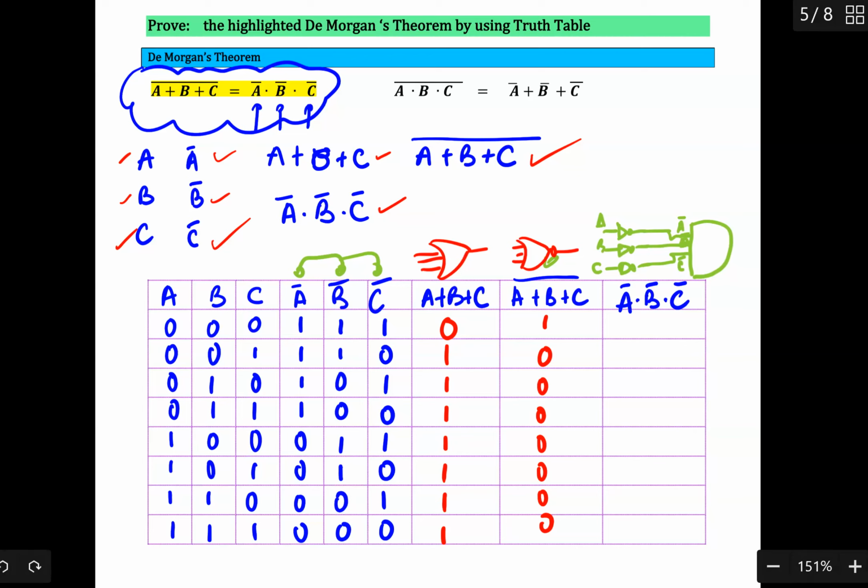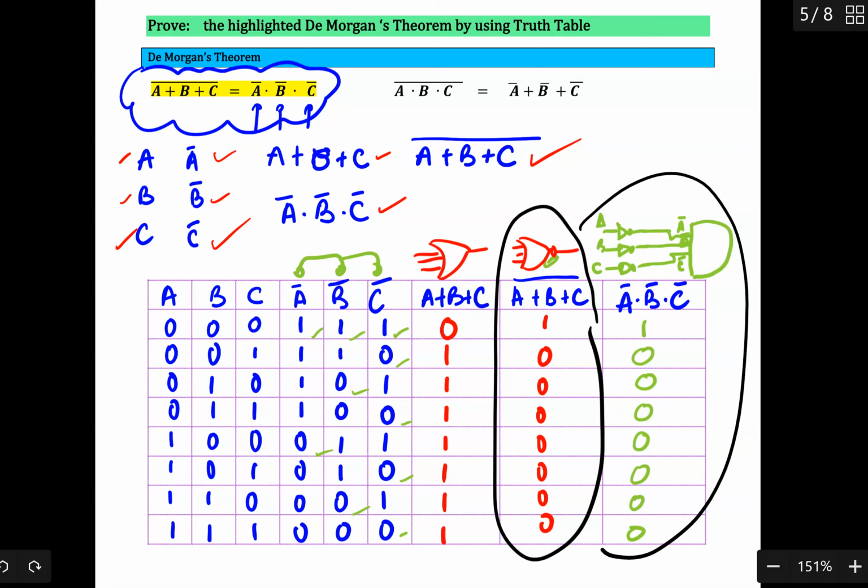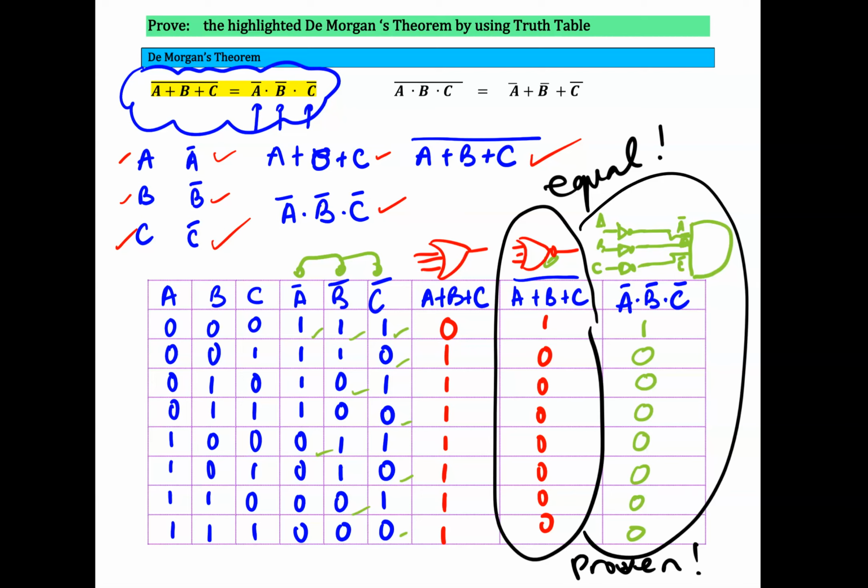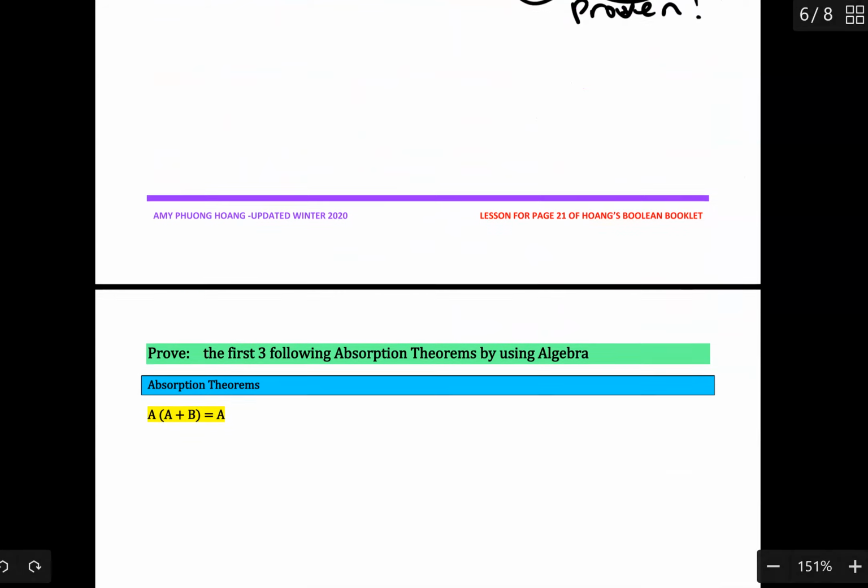Okay, so what do I have? I need to get 1, 1, 1, so this I should have a 1. Because of an AND gate, as soon as I see a 0, then I know that my output has to be 0. So all of them will be 0. Okay, so compare this column with this column. I can see that they are equal, and you can conclude that you have proven these two Boolean expressions are equal to each other. Alright, so let's move on to our absorption theorems.